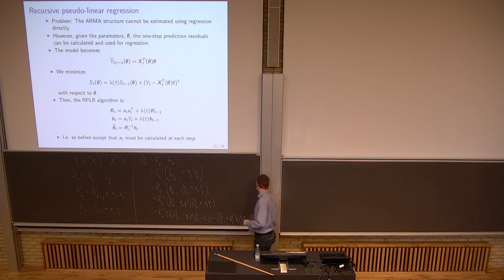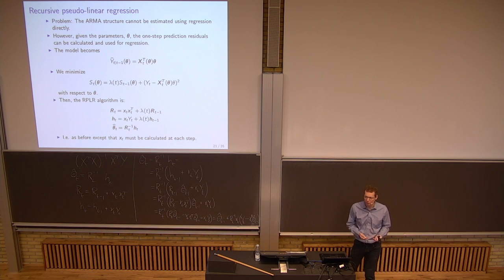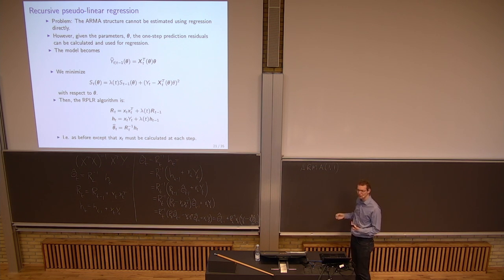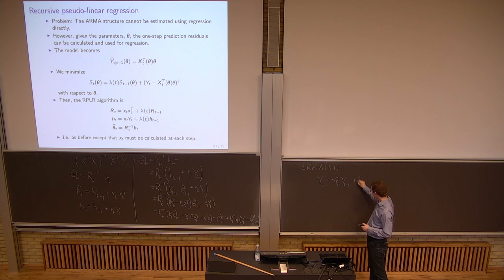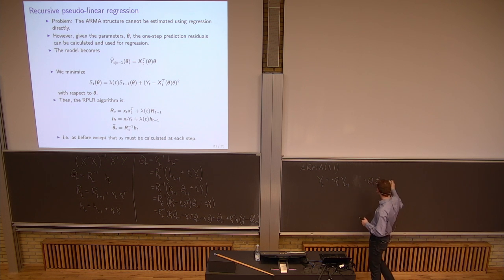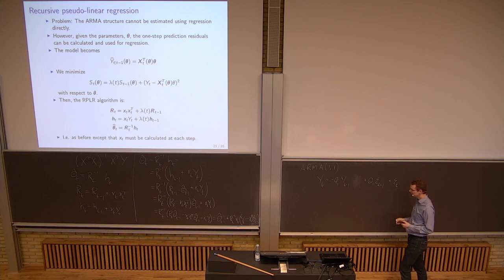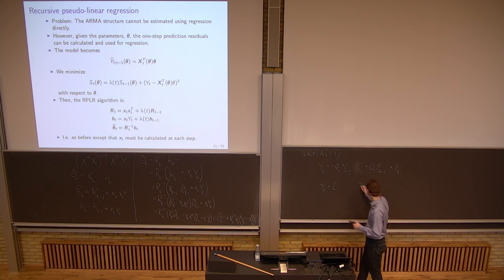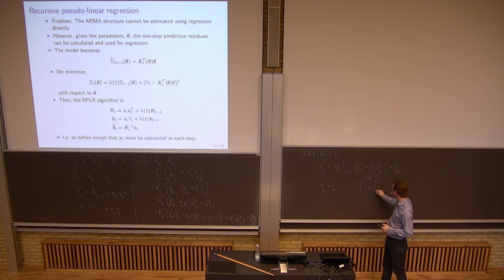I see a couple of question marks. Basically, if you have an ARMA(1,1) model, then what you want to look at is the model yt equals minus phi 1 yt minus 1 plus epsilon t plus theta 1 epsilon t minus 1. Now, I will just take this and move it to the end, because to make a pseudo-linear regression model, we say that yt is equal to, with parameters minus phi 1 and theta 1, plus epsilon t.